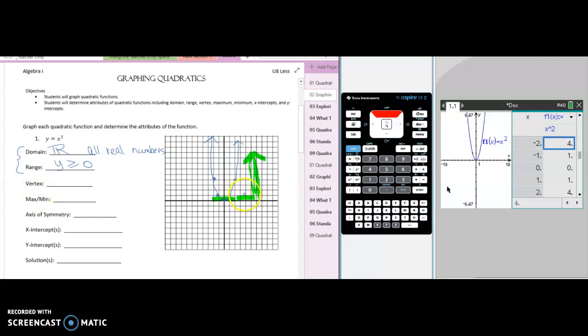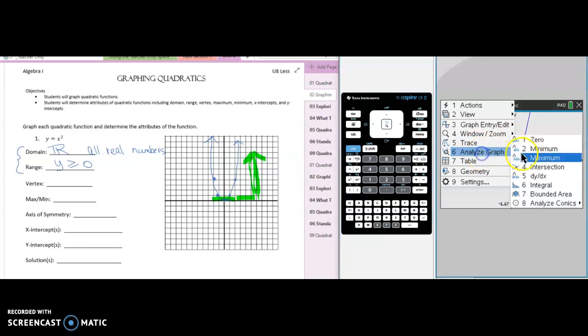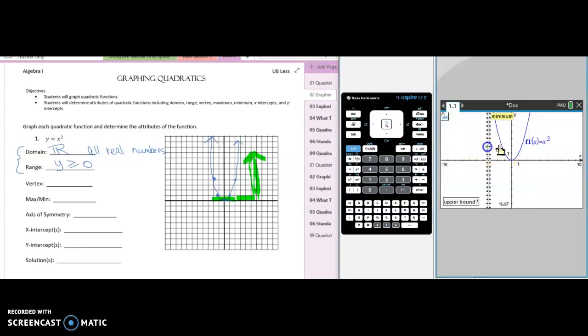Now our vertex, we said our turning point right here was at 0, 0. If you look over here at your table, it's at 0, 0. One way to find that for sure, I'm going to get rid of my table again. Control T gets rid of your table. You can find your minimum. This is how you find your vertex. You do menu, analyze graph, minimum, and remember you click, drag, click, and that gets your vertex. It's also your minimum. All right, so your vertex is 0, 0. We know that is our minimum because it's the lowest point.